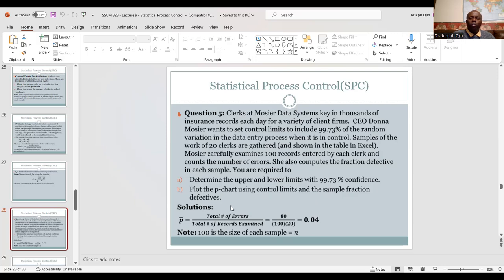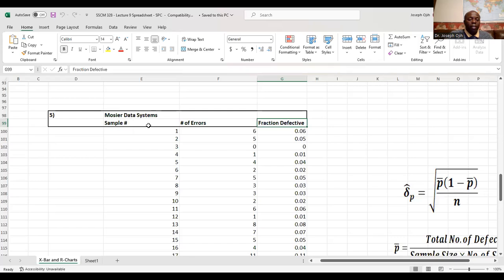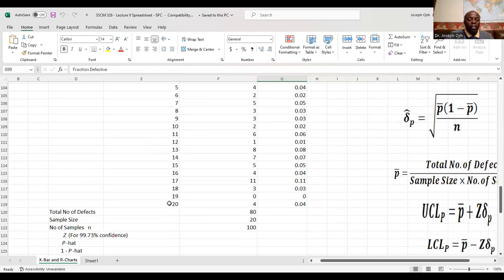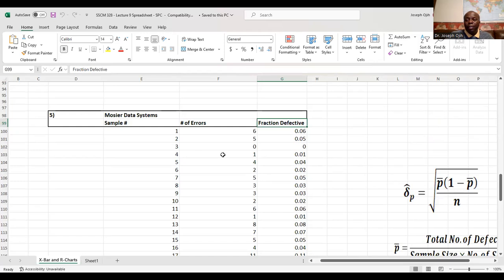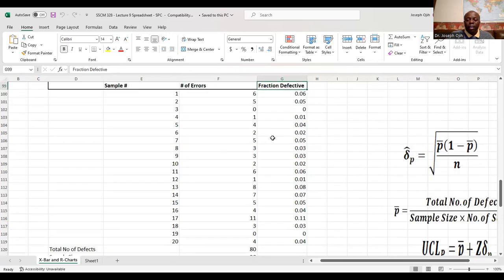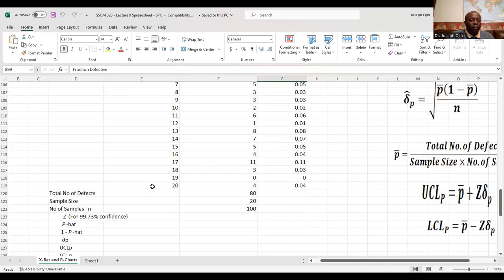To do them, you first need to put the sample statistics in Excel. As you can see from here, these are the Mozilla Data System sample numbers, a sample of 20 clerks, and the errors they committed, the typographic errors. Then the fraction defective is calculated and shown here. Now, the total number of defects: how do I know it? If you add all this, you get a total number of defects of 80. I can show you on the side, equal sum.